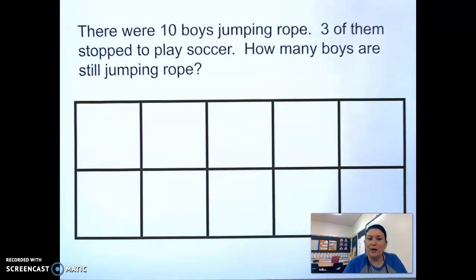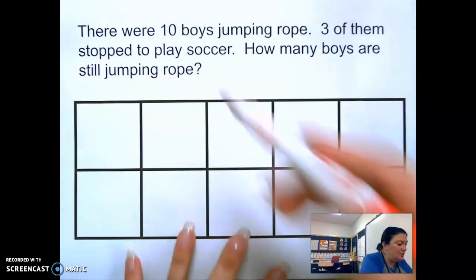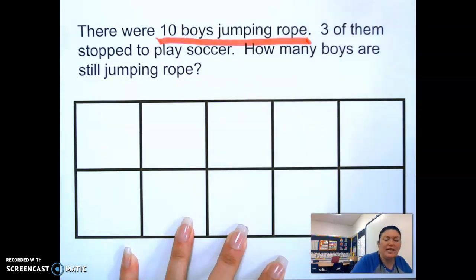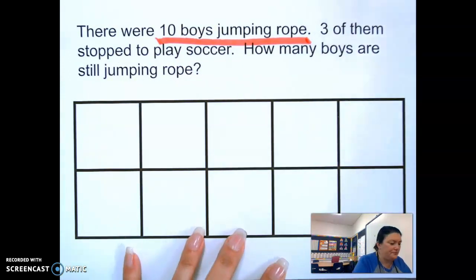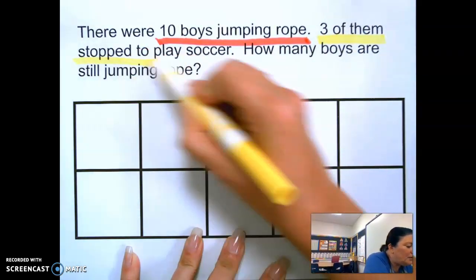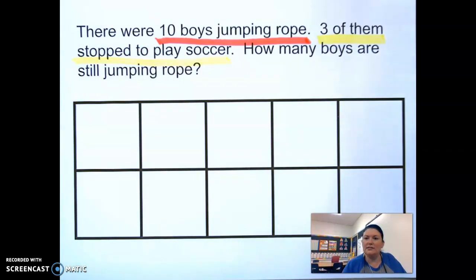And our last problem for today says that there were 10 boys jumping rope. 3 of them stopped to play soccer. How many boys are still jumping rope? So again, the first thing I do is I go into my problem, I look for what I know, and I know that there were 10 boys jumping rope. I also know that 3 of them stopped to play soccer.